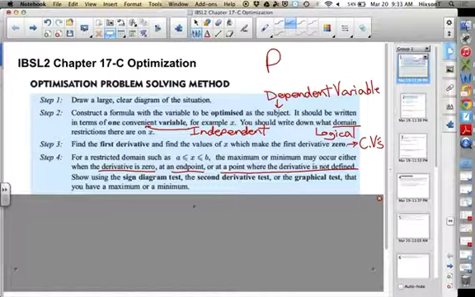So here we have where we will find our optimal solutions: where the derivative is 0, where we have an endpoint of the interval, or possibly if our derivative is not defined, it could be there as well.